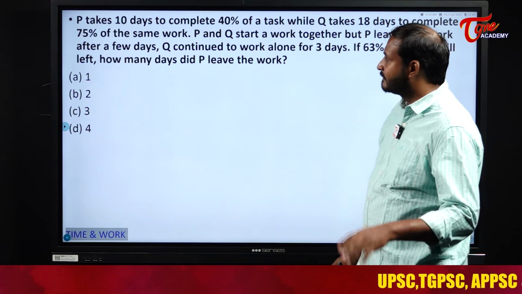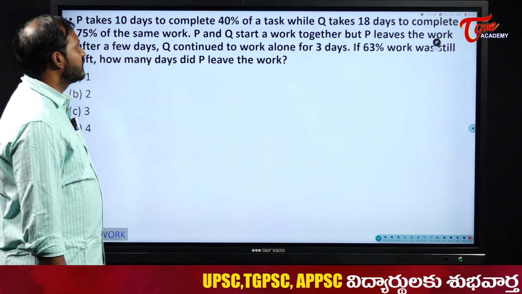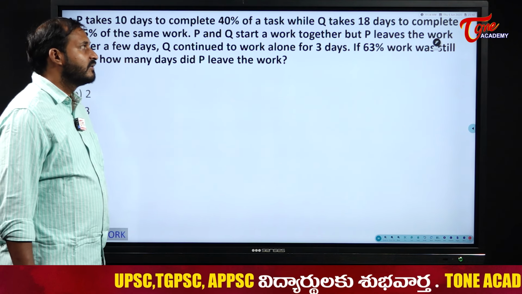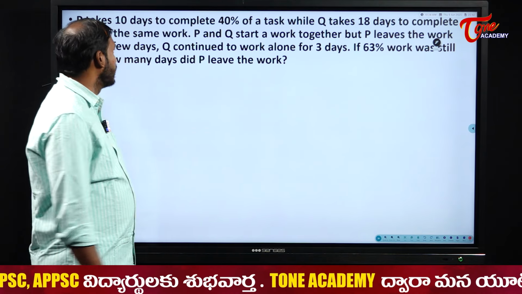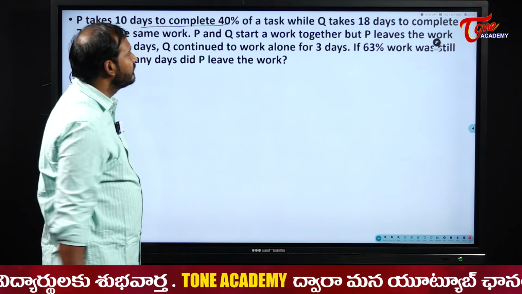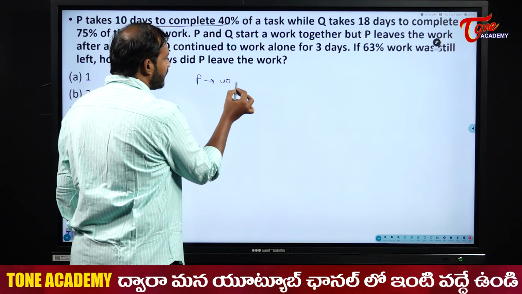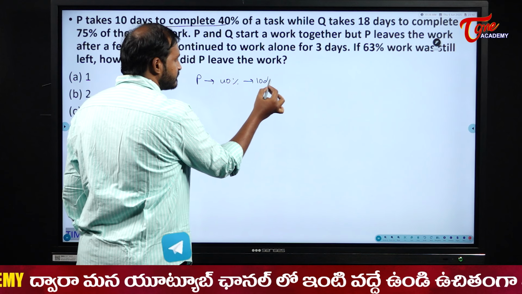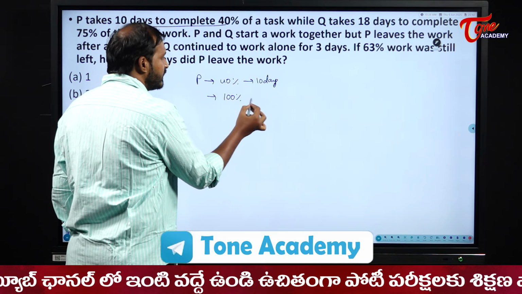Next one. Right. Now see here. P takes 10 days to complete 40% of a task, while Q takes 18 days to complete 75% of it. See, the similar one already we have done. P takes 10 days to complete 40% of task. That means P 40% of task in how many days? 10 days. Tell me the 100% of task will be done in how many days?